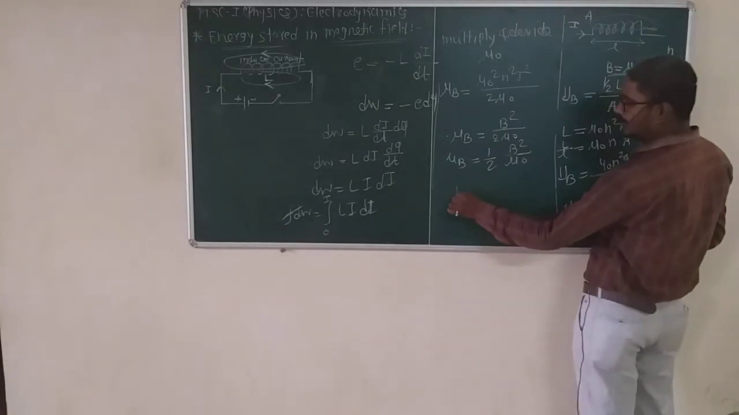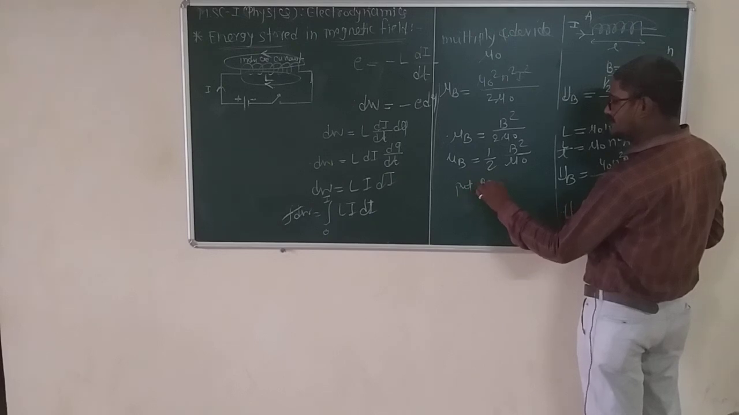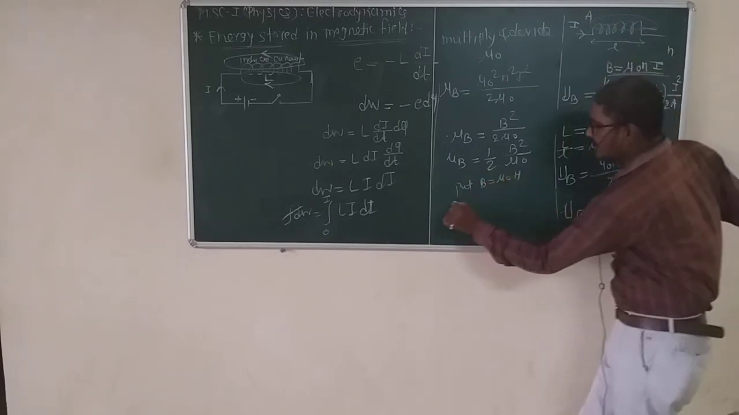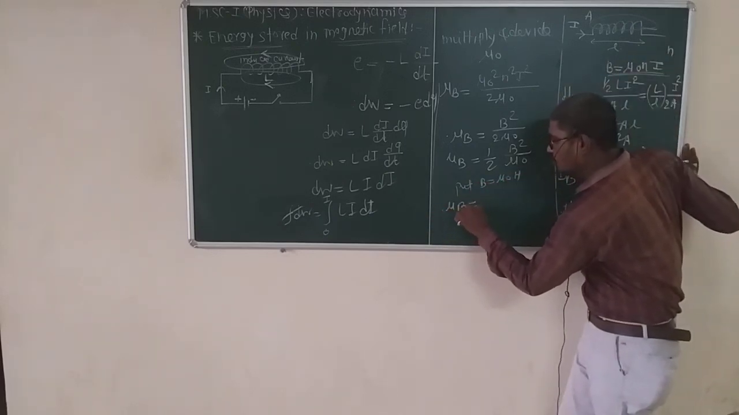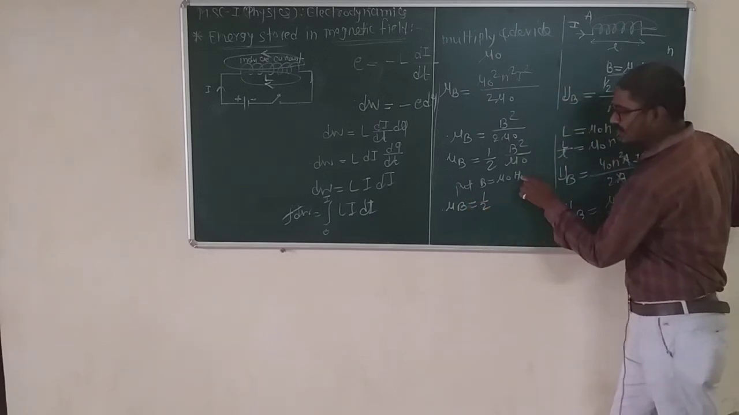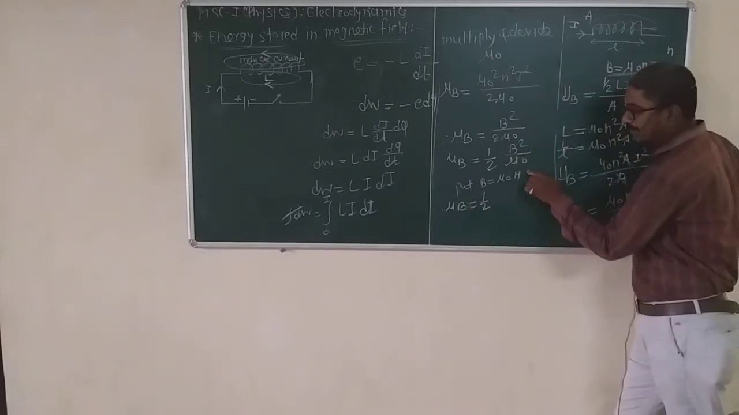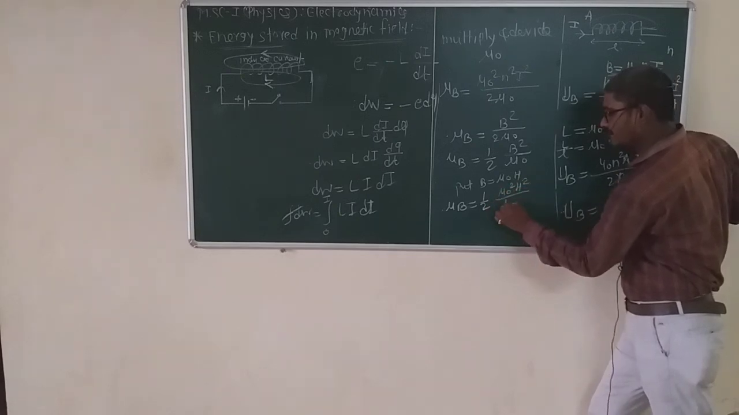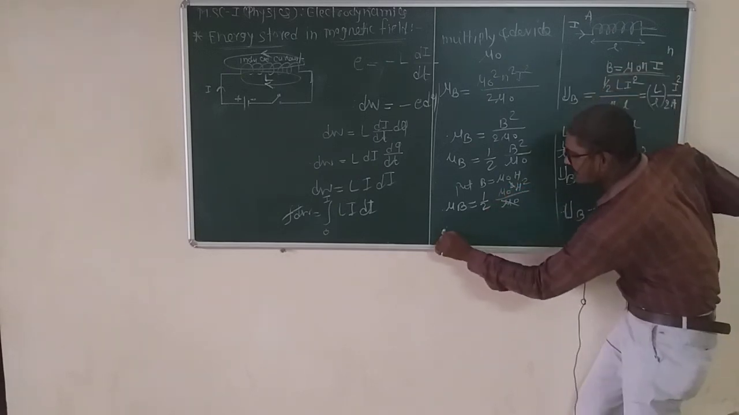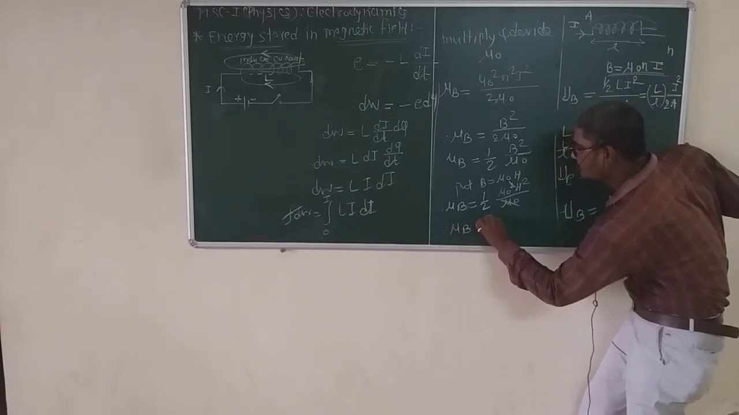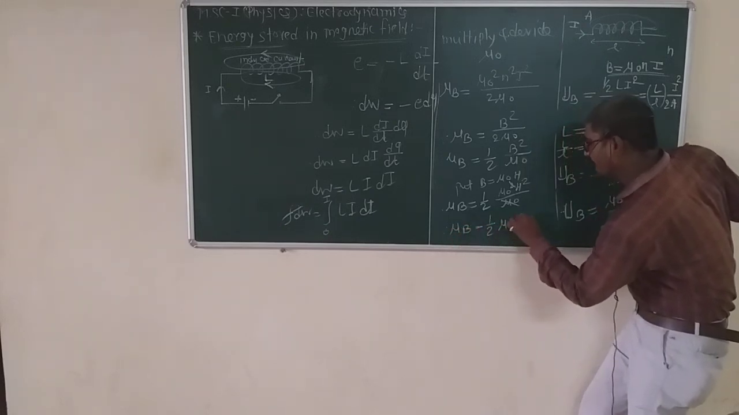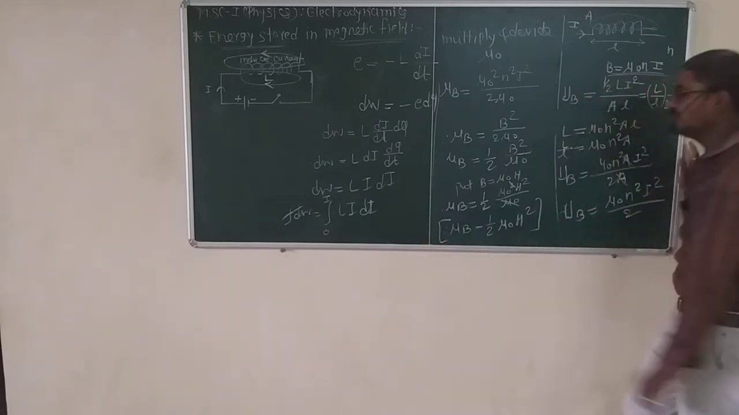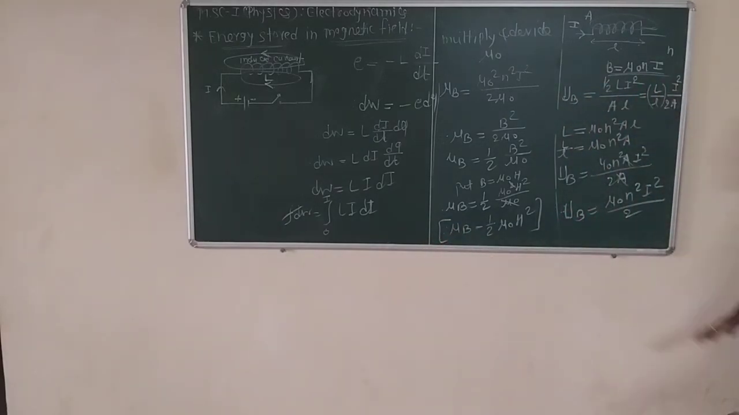Then put B equal to mu naught H. Therefore UB is equal to 1 by 2 B square, which is mu naught square H square divided by mu naught. One mu naught gets cancelled, and therefore UB is equal to 1 by 2 mu naught H square.